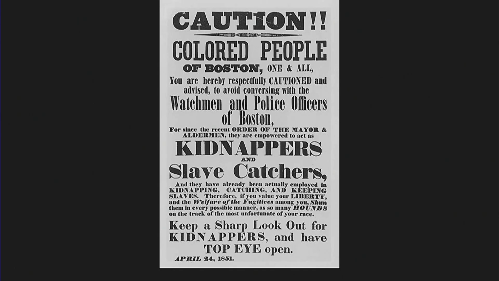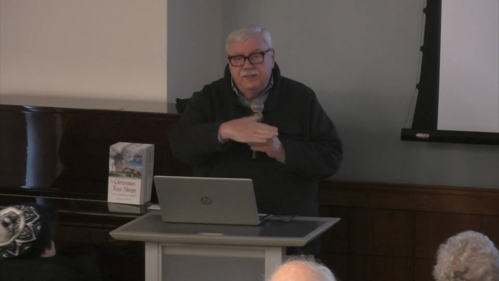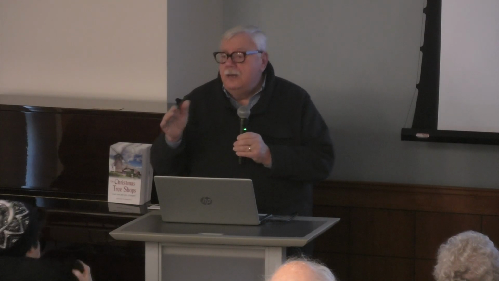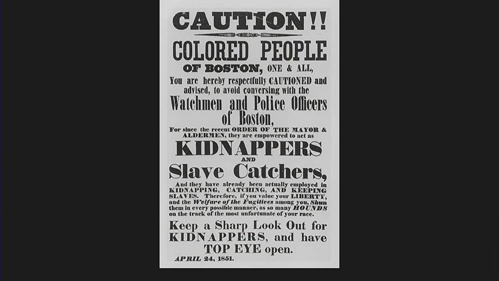Now, the whole concept was Boston had eradicated slavery in 1781. But the problem was whether you were free or an escaped slave was a moot point because everyone had the same color skin. So one didn't know. And it says, keep a sharp lookout for kidnappers and have top eye open. Well, unless you carried your papers with you whenever you left your house, you could be taken off the street and sold into slavery. And during that period, many people would rail at this unfortunate and illegal act.